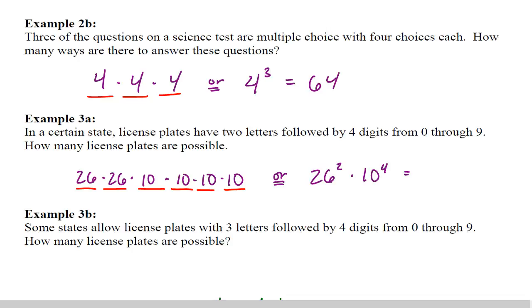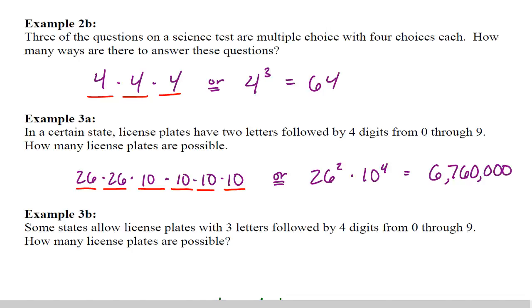Or we can use exponents and say we'd have 26 squared. There are 2 spots on our license plates that have letters, and there are 26 letters to choose from, so it'll be 26 squared. 4 places on a license plate are going to have numbers, 10 choices from 0 through 9, so it'll be 10 to the 4th. Either way you set this one up, we end up with 6,760,000 different license plates.